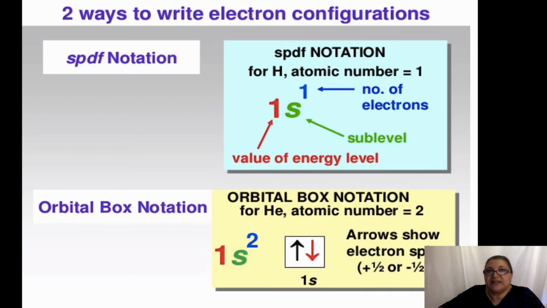You can pause at any time. For notations, the number in front tells us the energy level, the letter tells us the subshell, and the blue number right here tells us the number of electrons. Another presentation is called the box notation, where the 2 electrons are represented by arrows, one going up and one going down, and the 1S goes on the bottom.